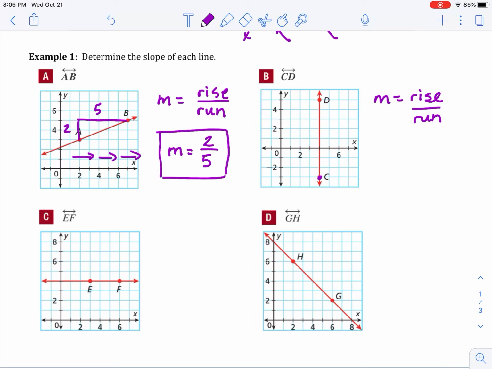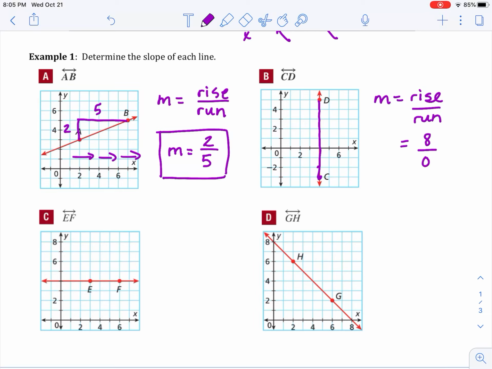So what did we rise? We rose 1, 2, 3, 4, 5, 6, 7, 8. So our rise was 8. Even though, right, it's not really possible. Our run is 0. We never went anywhere in the x direction. So if you really were trying to calculate it by counting squares, you'd get 8 over 0.